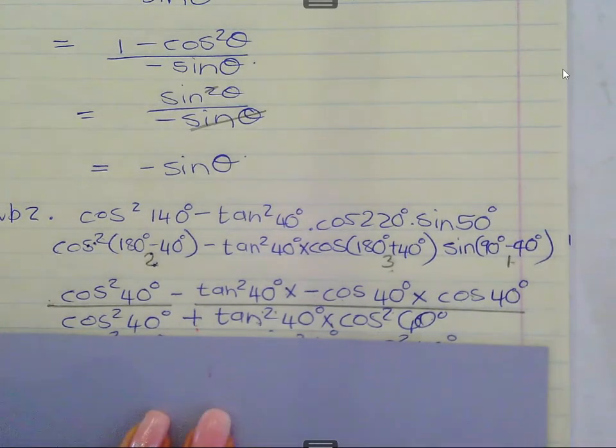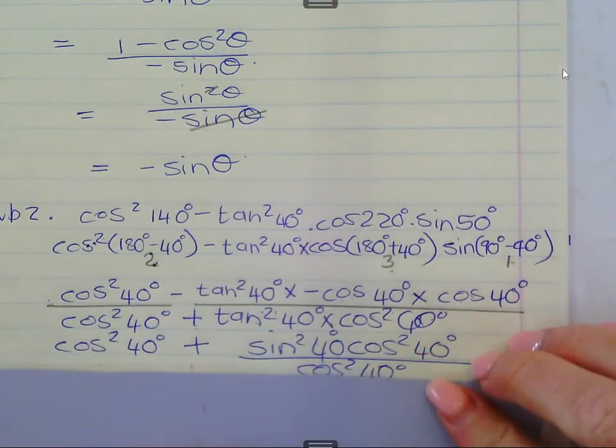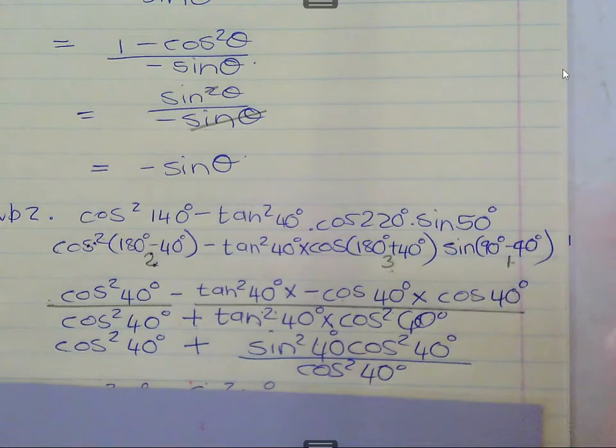So it wouldn't have been wrong to take out something in common, but it would have been a much longer road to get to the answer. So think about it. There's always, well, not always, most of the time, there are two options. Don't just pick the first one you see. So I changed that one to sin over cos.